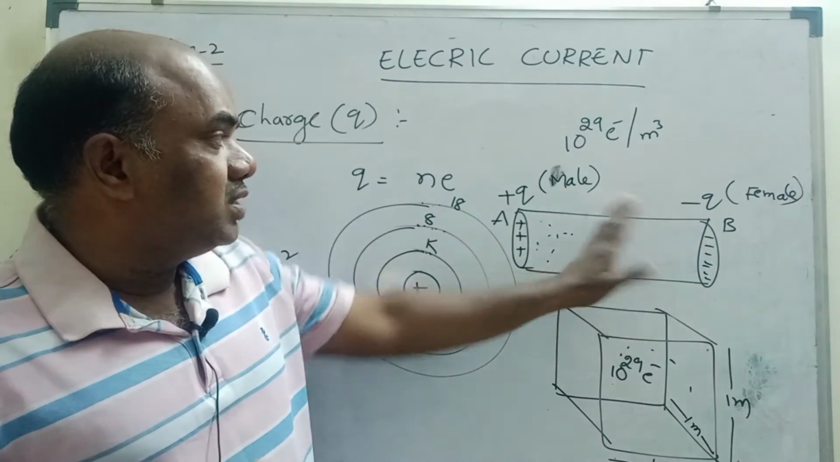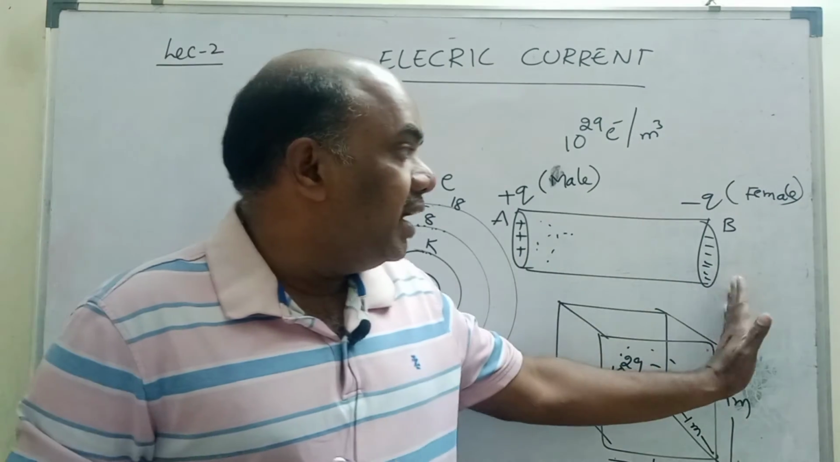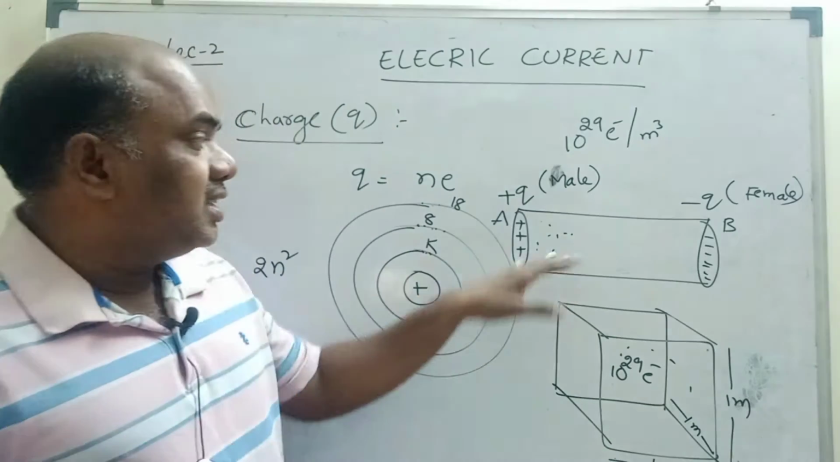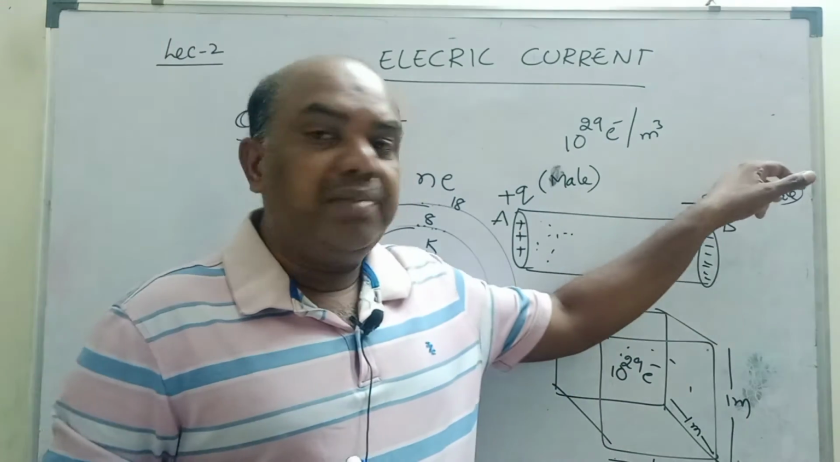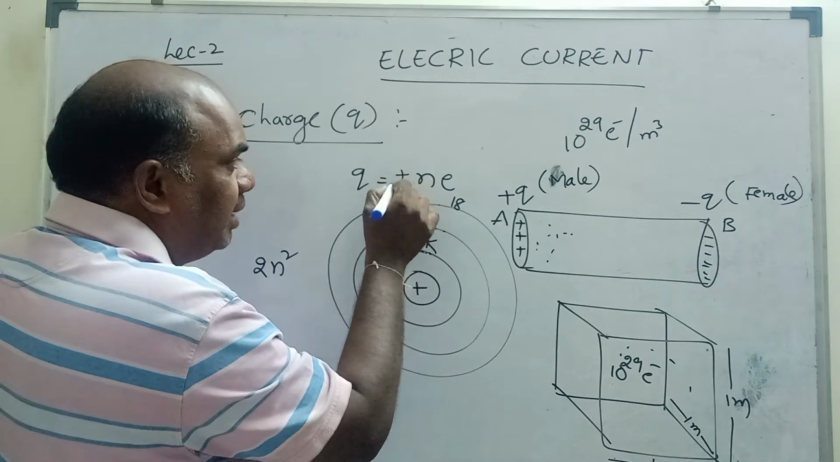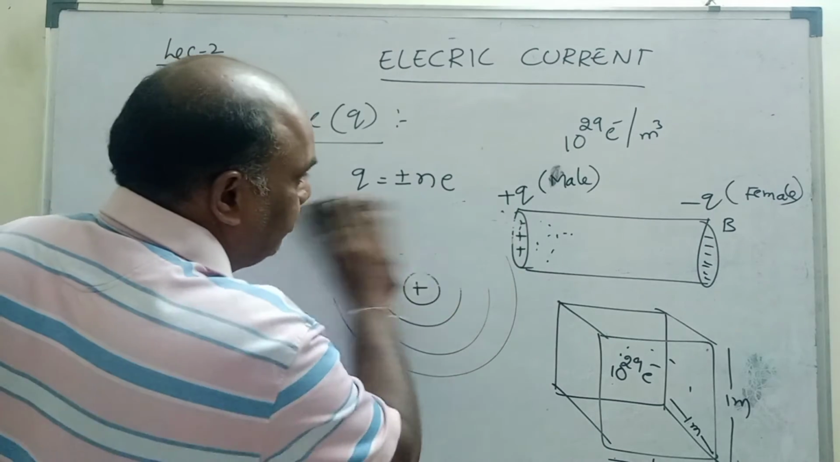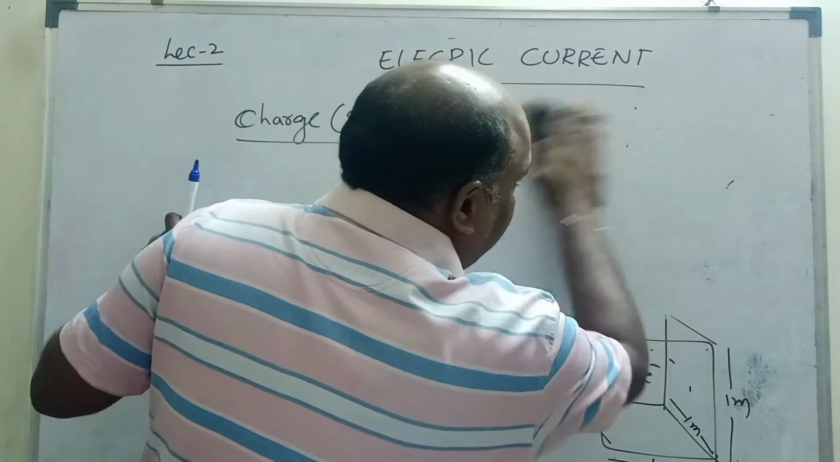Similarly, current is also the same. Where less number of electrons are present is called positive charge. Where more number of electrons are present is called negative charge. For our understanding, one side we will write plus because of positive charge, and one side we will write minus because of negative charge. Charge formula: plus or minus Ne. Remember children, charge formula is plus or minus Ne. Sir, what is N? N is nothing but the number of electrons.